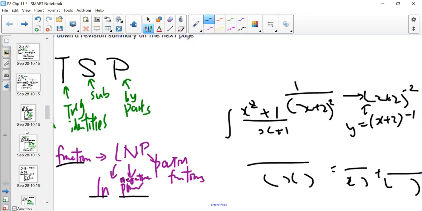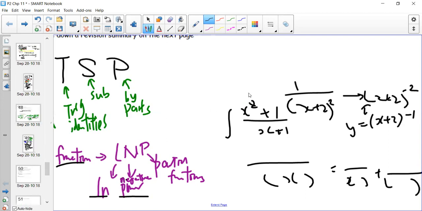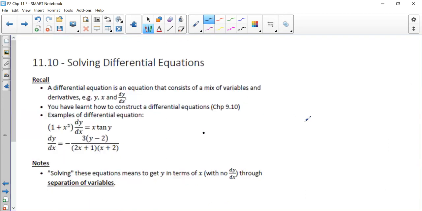Okay, so let's go back to today's lesson, which is about solving differential equations. A differential equation is an equation that consists of a mix of variables and derivatives, for example x, y, and dy by dx. You have learned how to construct a differential equation in chapter 9.10 part 2. Remember all that proportional thing, where if you let dp by dt equals kp, that kind of stuff, you've learned how to construct it. And today's lesson is about learning the skill to solve it.